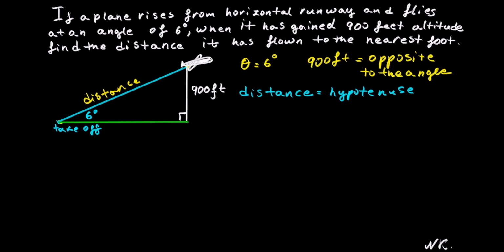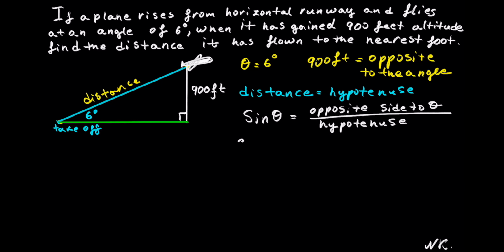We know a trig function that is using all of the information we are given in this problem, which is the sine function. Sine of an angle theta is equal to the opposite side to angle theta divided by hypotenuse. Let's substitute and solve. So we have sine, the angle of elevation was 6 degrees, equals the opposite side, 900 feet, divided by hypotenuse. Let's label distance with variable x, so it's easier to substitute. 900 feet divided by an x that we are looking for.